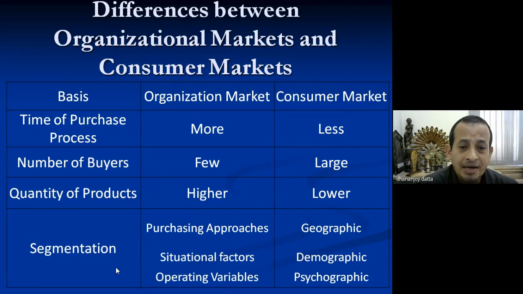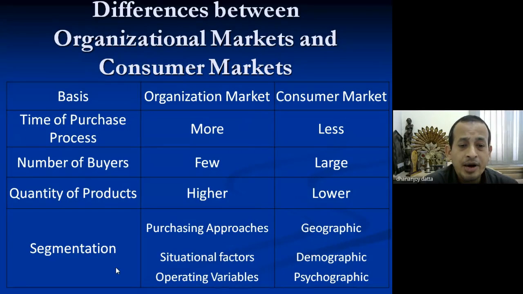The number of buyers. In case of organizational market, the number of buyers is few or very small. But in case of consumer market, the number of buyers is large, because every consumer purchases products. So the number of buyers in the consumer market is very large.